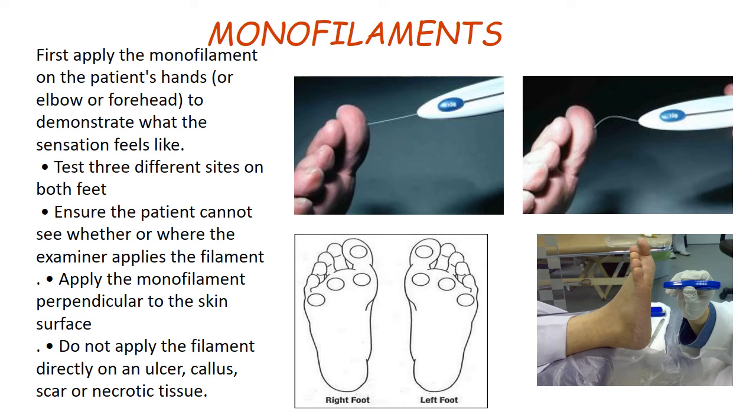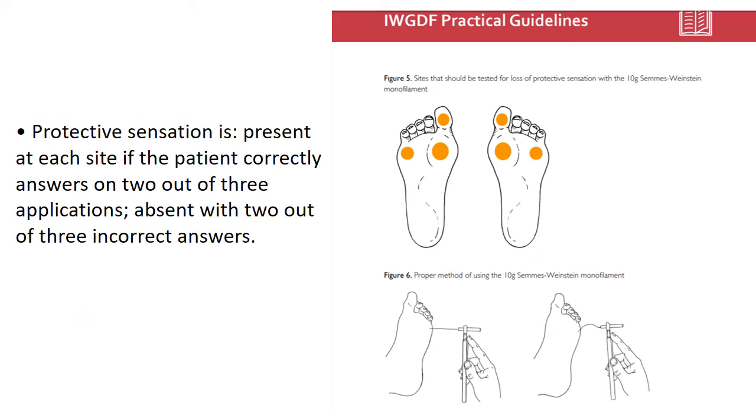Where to put it on the skin? These are some areas where we can put it, these four areas. But recently, the International Working Group practice guidelines said 3 points are enough. Protective sensation is present at each site if the patient correctly answers 2 out of 3. So we put pressure on these 3 areas. If he can feel 2 of them, he is okay. If he can feel only 1, he is not okay, and he has a loss of pressure sense.